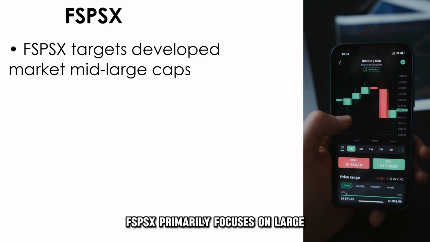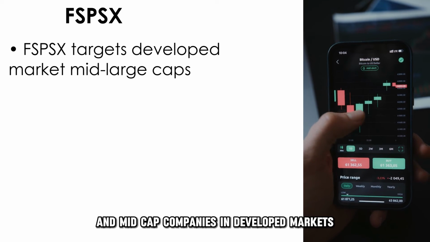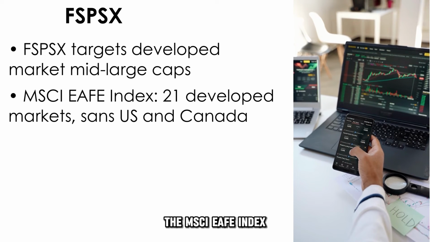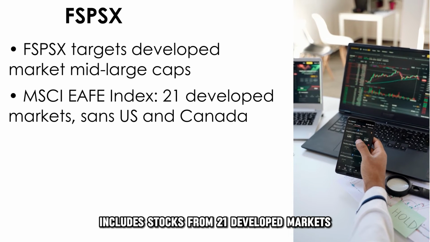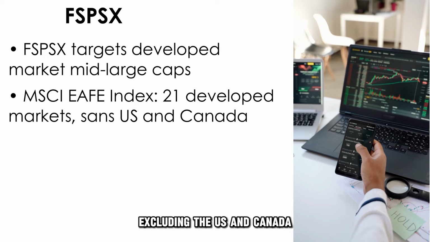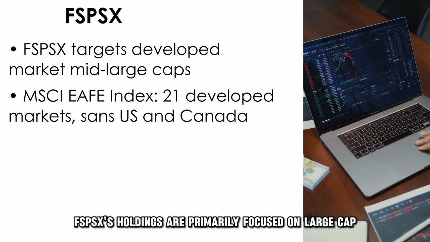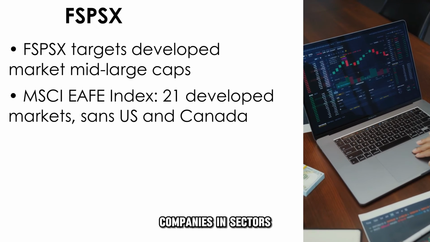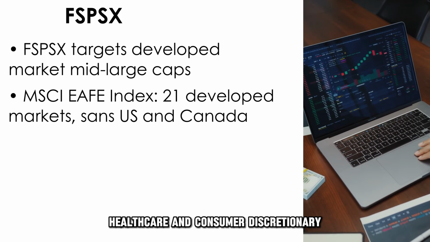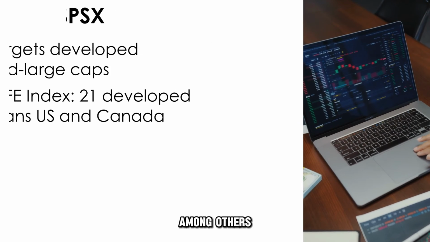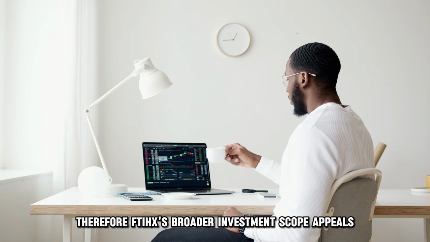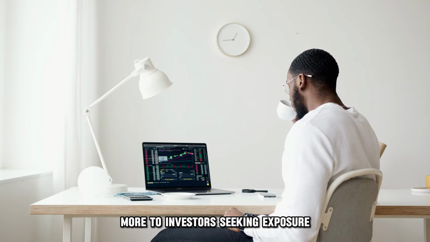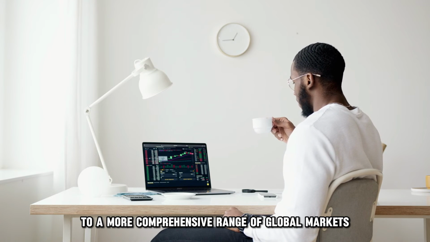FSPSX primarily focuses on large and mid-cap companies in developed markets. Its fund's benchmark index, the MSCI ACWI index, includes stocks from 21 developed markets, excluding the US and Canada. In addition, FSPSX's holdings are primarily focused on large-cap companies in sectors such as financials, healthcare, and consumer discretionary, among others. Therefore, FTIHX's broader investment scope appeals more to investors seeking exposure to a more comprehensive range of global markets.